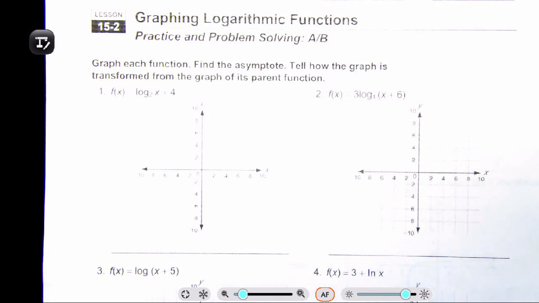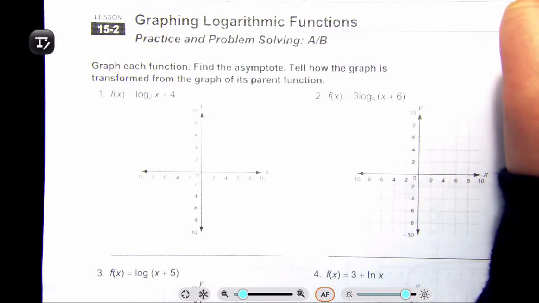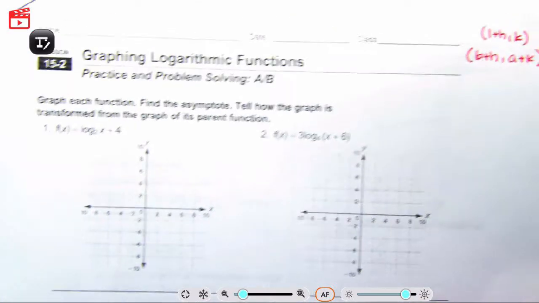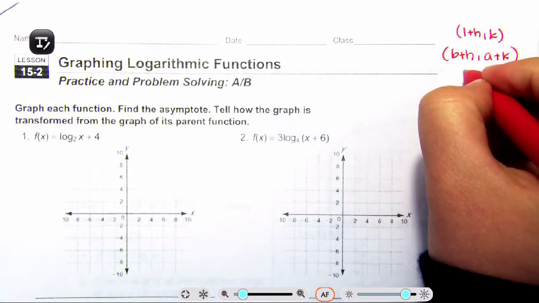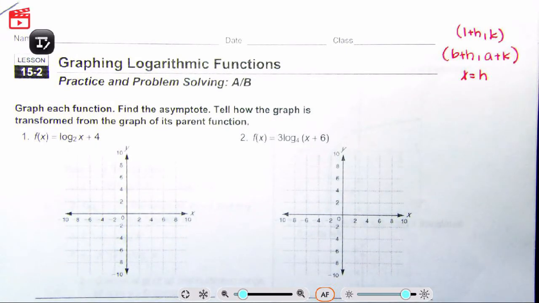We're going to use our reference points immediately. I'm just going to write them down here. So I have 1 plus h, comma k. I have b plus h, comma a plus k. Now these are for b values greater than 1. And then our asymptote is x equals h. It's no longer y, it's x now.